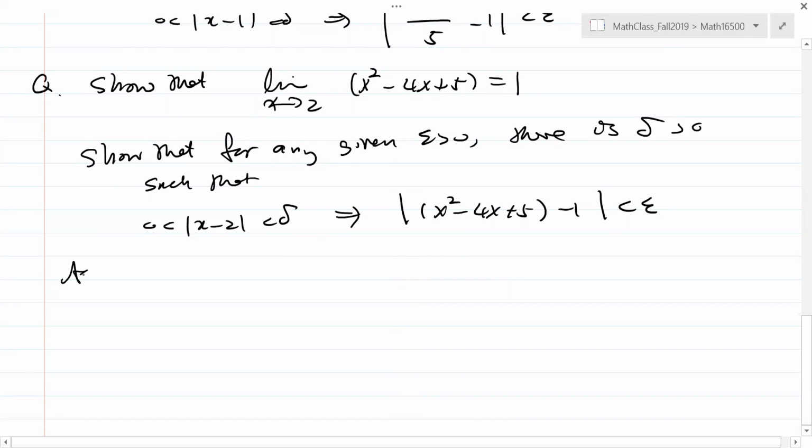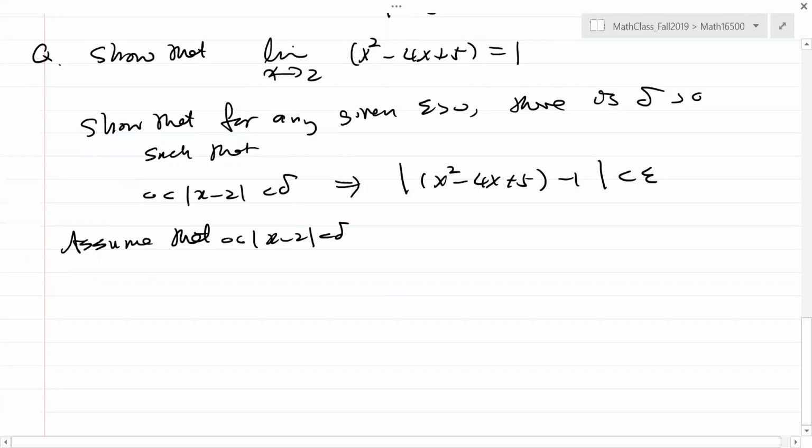So what you have to do is assume 0 is less than absolute value of x minus 2, which is less than delta. Assume that. You find the value of delta later. Under this assumption, I want to make sure the right hand side expression is less than epsilon, but I don't know yet. I cannot just say less than epsilon.